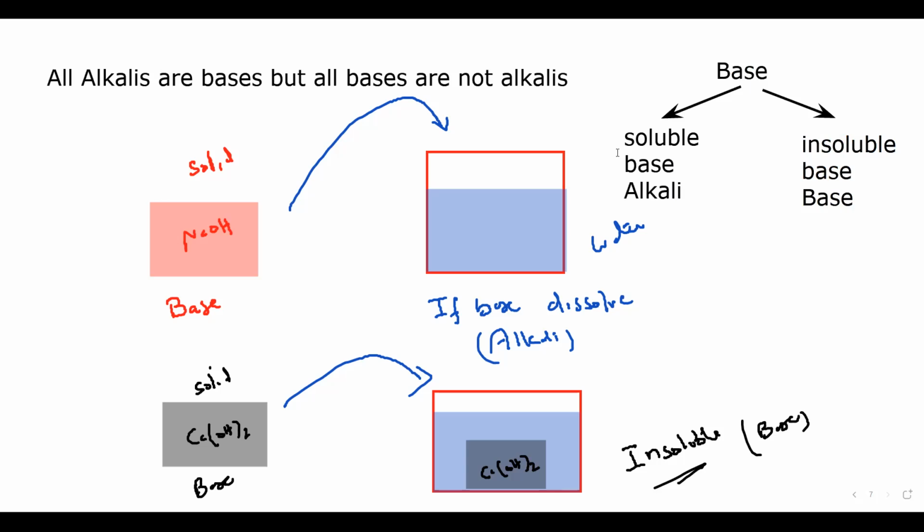So a base means a substance which contains hydroxide ions, or accepts protons, or even oxide. We call them a base. But if it dissolves in water, if it mixes in water, we call them an alkali as well. We can say base or we can say alkali. But if it does not mix with water, we simply call them a base. Is it clear, this example?